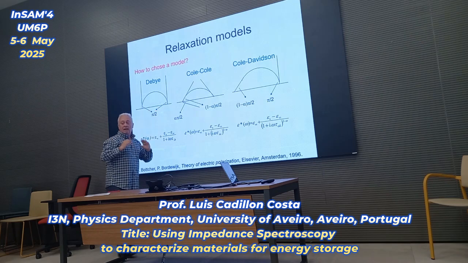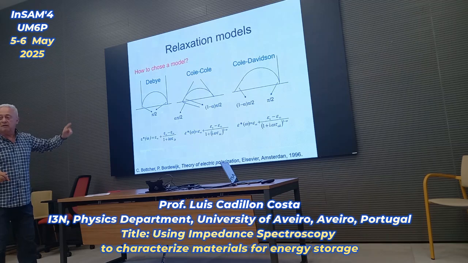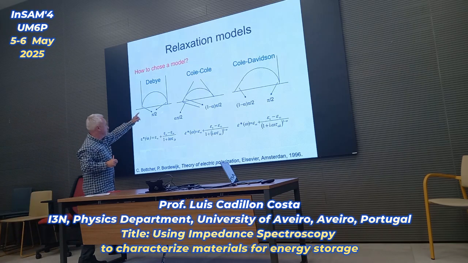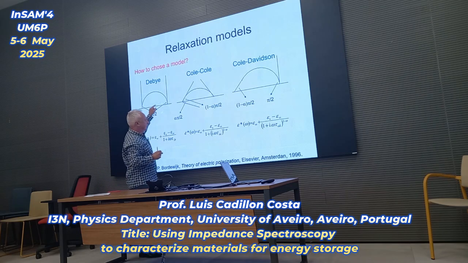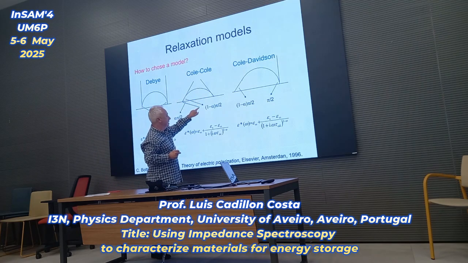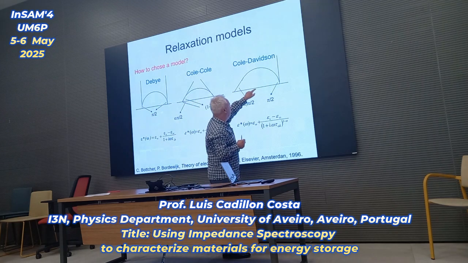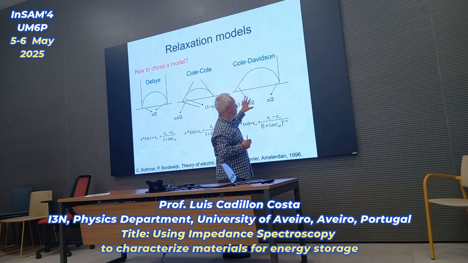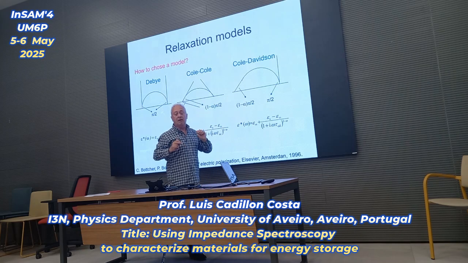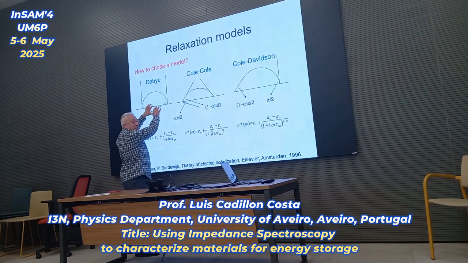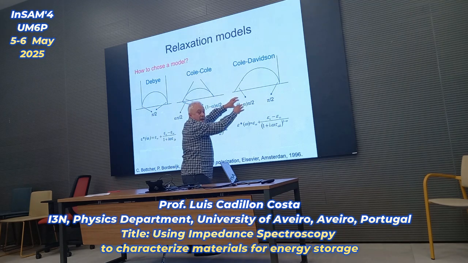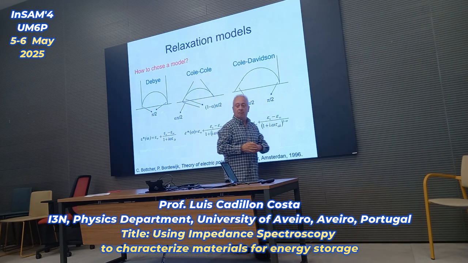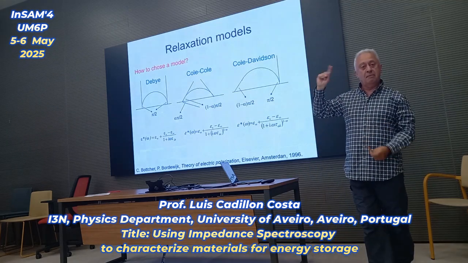So when I have my data, I make the representation. If the circle is this one and the center is here, I use the Debye model. If the circle is like that and the center is below, I use Cole-Cole. If the circle is deformed, this is called Davidson-Cole, a little bit more complicated. We try this one; if it doesn't work, this one; if it doesn't work, this one, and we have a fourth one. But usually in most materials, Debye doesn't work.